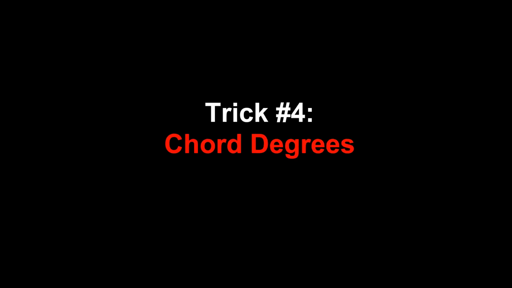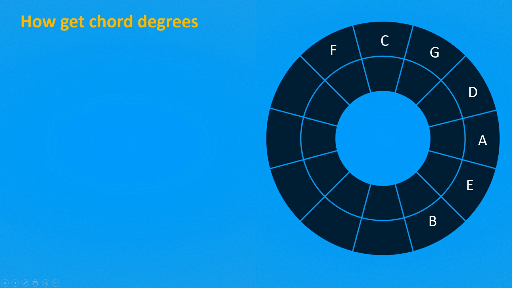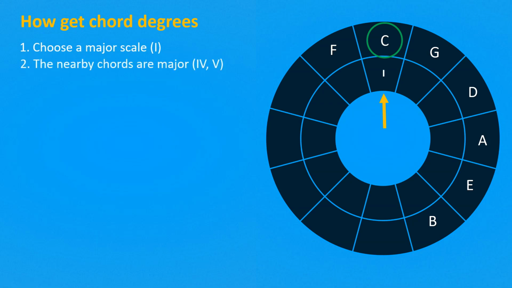Trick number 4. Chord degrees. Choose a scale, for instance C major. C major is the first degree, the tonic. The nearby chords are major. F is the fourth degree, the subdominant. G is the fifth degree, the dominant. Remember these numbers. We will find them again for the degrees of the notes and for the intervals.